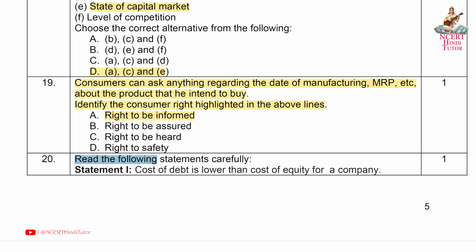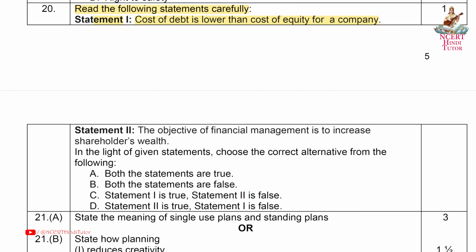Question 20. Read the following statements carefully. Statement 1. Cost of debt is lower than cost of equity for a company. Statement 2. The objective of financial management is to increase shareholders' wealth. In the light of given statements, choose the correct alternative from the following. Answer A. Both the statements are true.